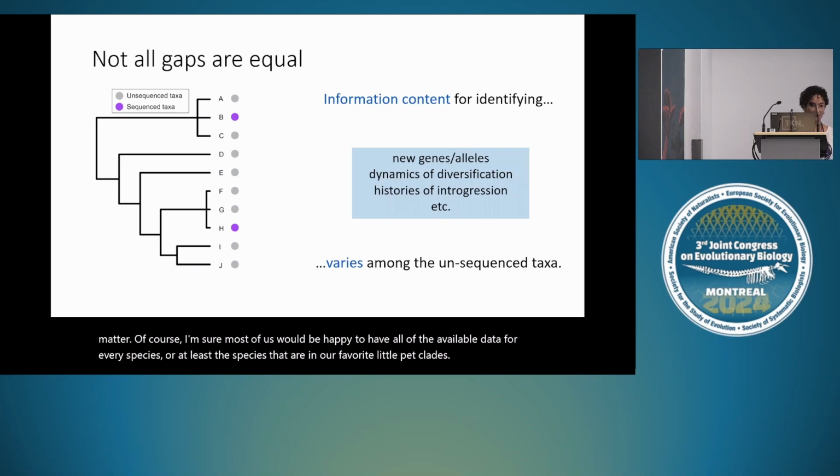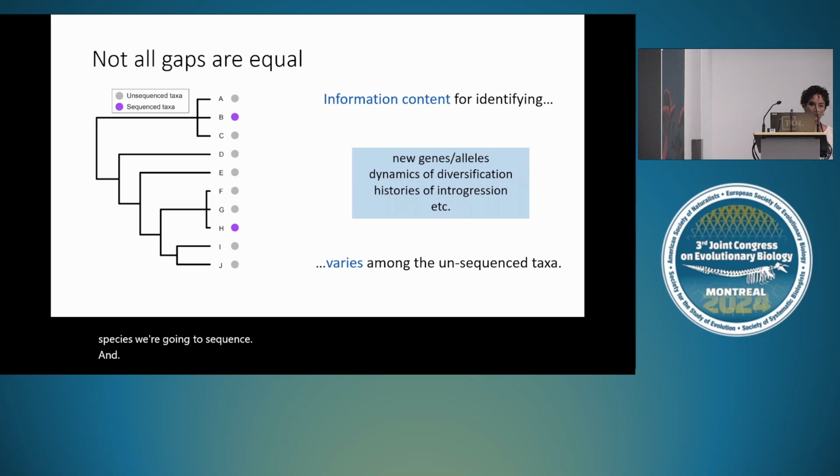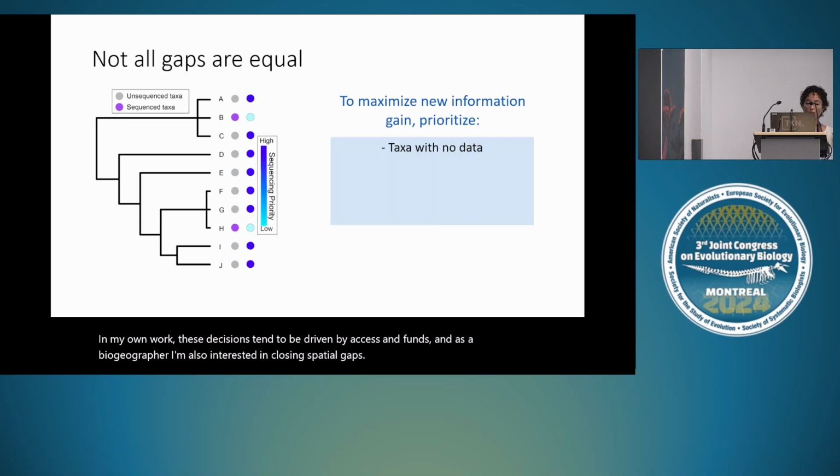But we all have to make decisions about which species we're going to sequence, and in my own work, these decisions tend to be driven by access and funds. As a biogeographer, I'm also interested in closing spatial gaps. So maybe there's a more systematic way to go about this to maximize new information gain with new alleles, relationships, etc., so that we would first prioritize taxa that have no data.